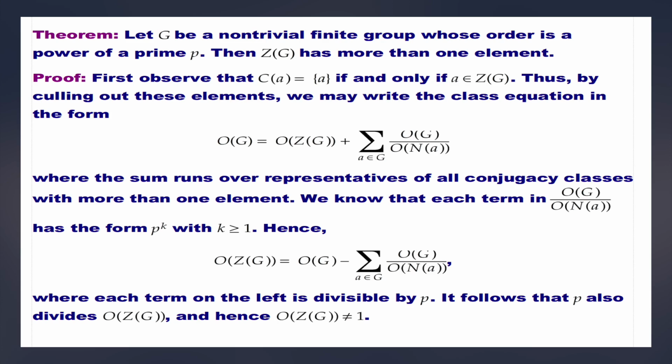We know that each term order of G divided by order of N(a) has the form p^k, with k greater than or equal to 1. Hence, order of Z(G) is equal to order of G minus the summation over a of order of G divided by order of N(a), where each term on the right is divisible by p. It follows that p also divides order of Z(G), and hence order of Z(G) is not equal to 1.